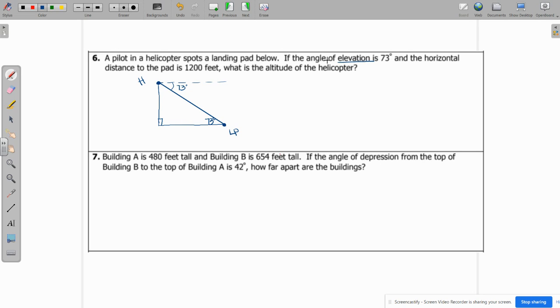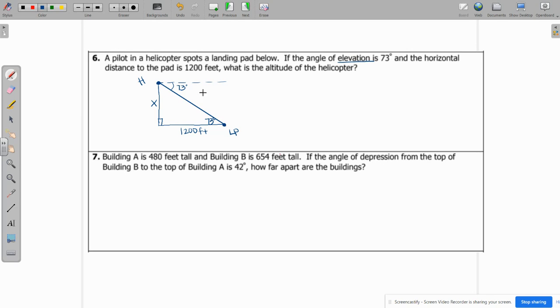So it turns out that they were talking about angle of elevation here, but it also could have been the angle of depression here just because of alternate interior angles. So the horizontal distance to the pad, so this distance here, since it's horizontal, this is the 1,200 feet. And we're looking for this altitude. So we're looking for this height here.